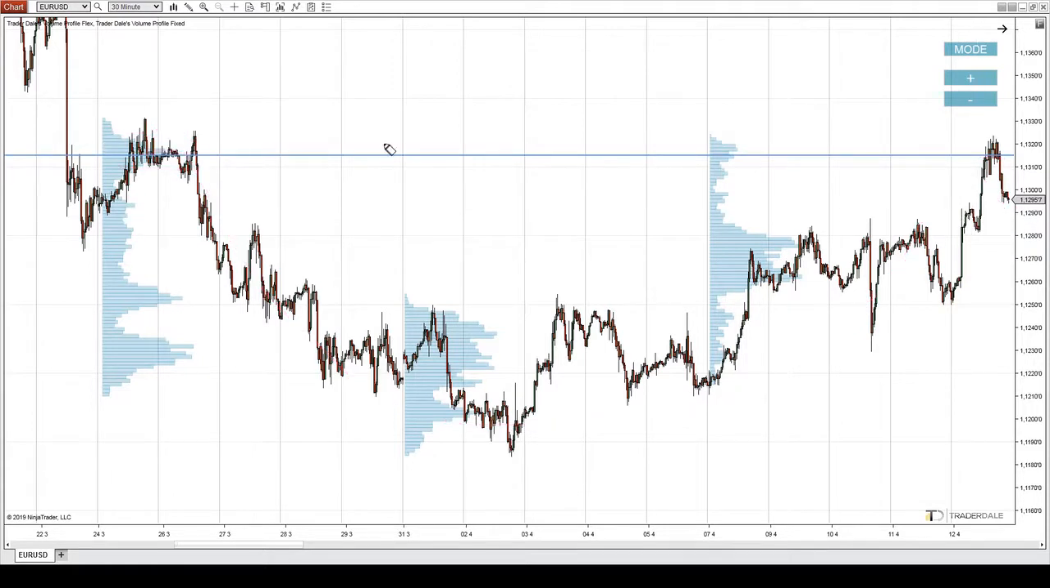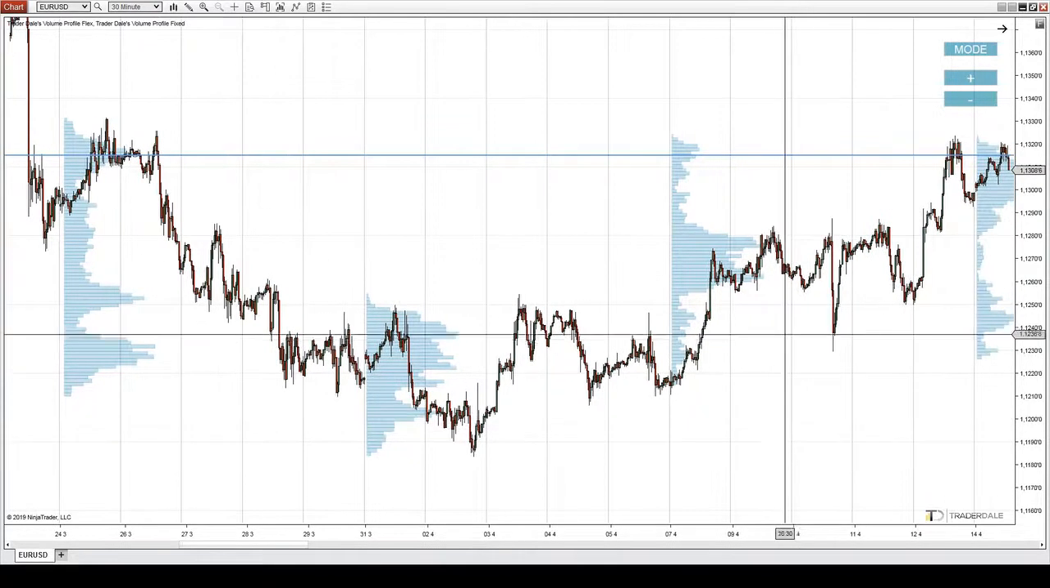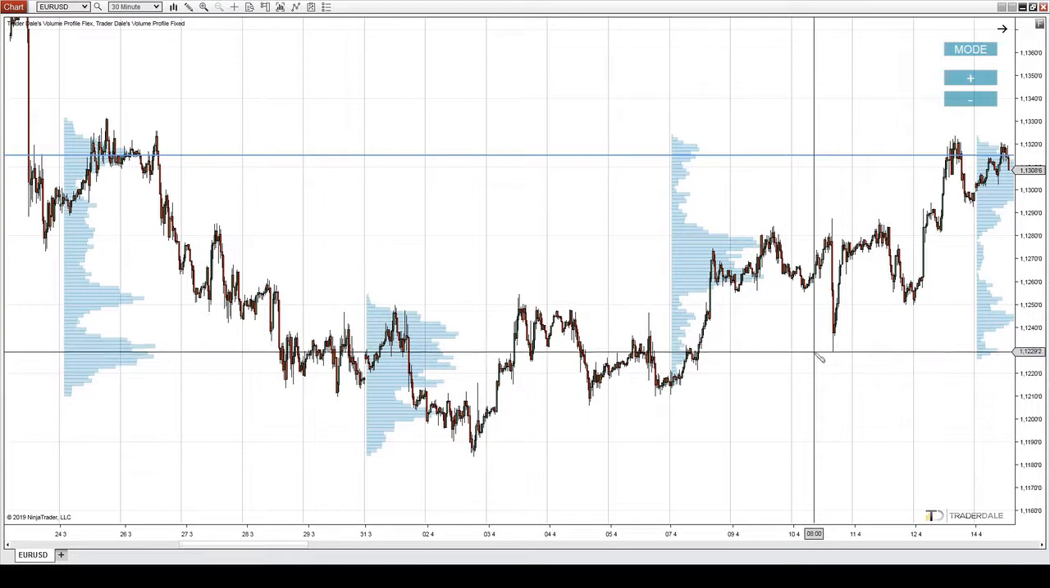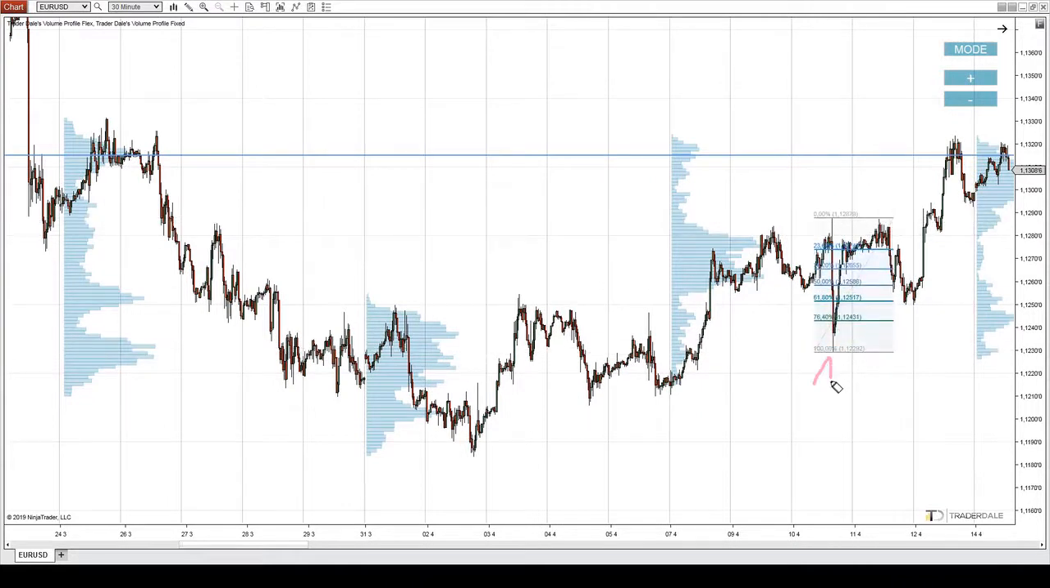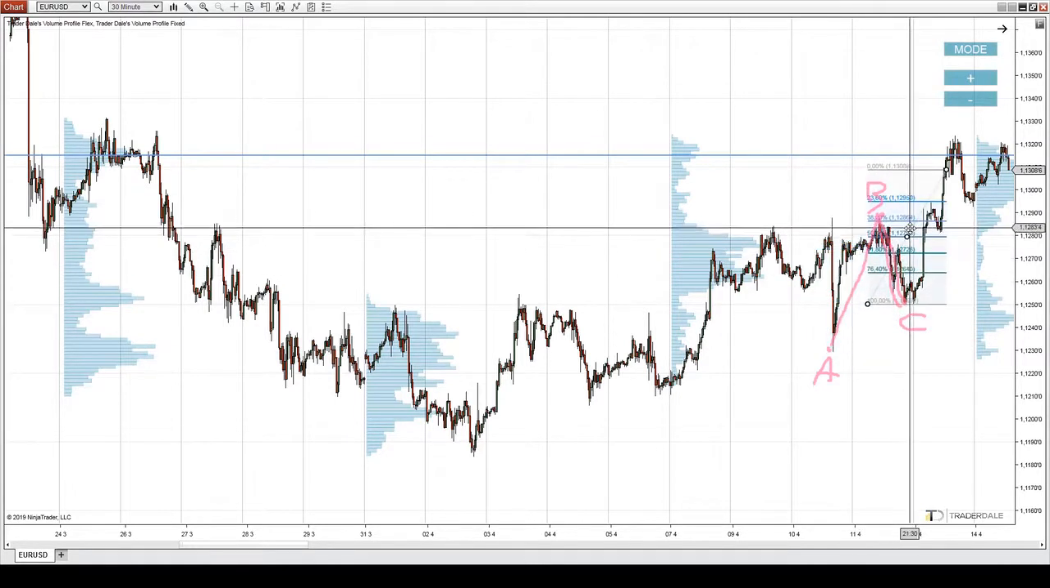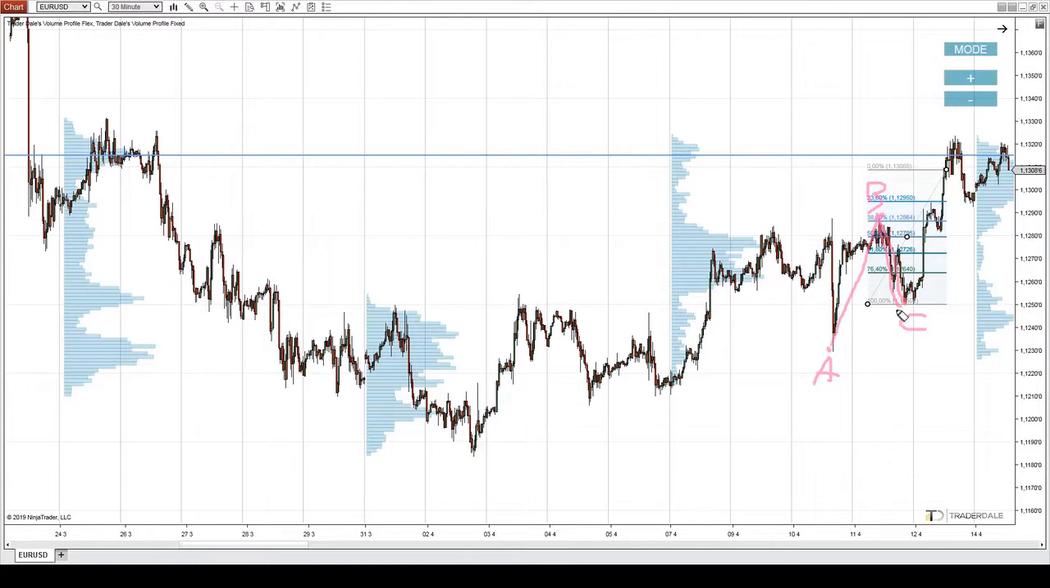But if seeing heavy volumes on the weekly profile is not enough, then there is another confirmation which I can see, and it is the ABCD setup. This is the A, this is the B. From there, it goes to C, so A, B, C, and from C, it goes to D.